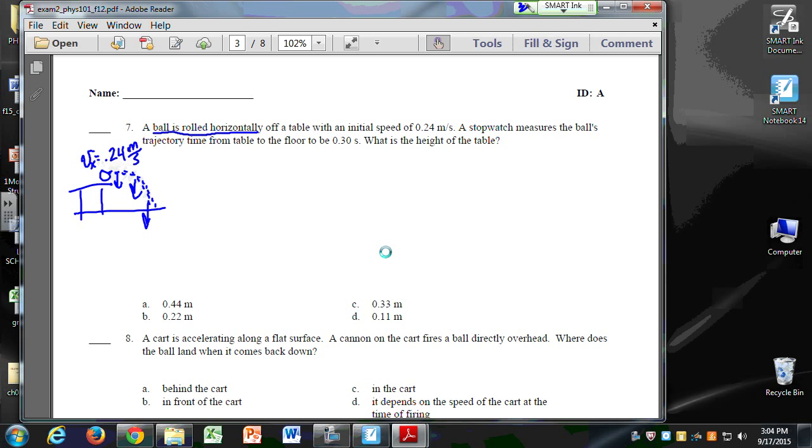All right, then I can write down the things that I know. I know that Vx is 0.24. I know that t is 0.30 seconds. Well, actually, there are a couple other things that I know. I know that V naught in the y direction is 0, because there's no y component. And I also know the acceleration in the y direction is -10.